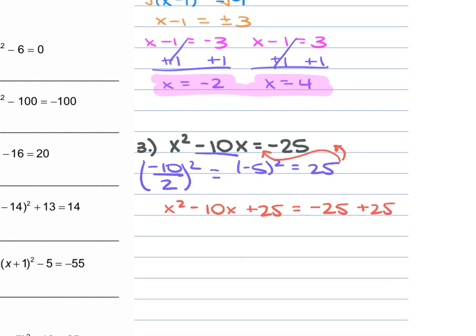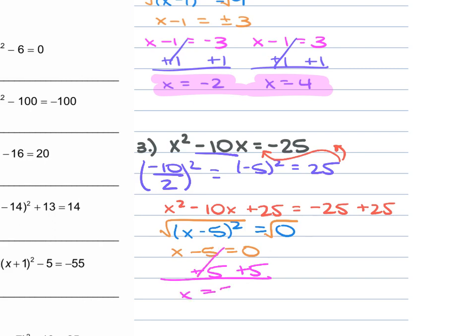From here, factor the left side. We're going to have x minus 5 squared. Add the right side. It's equal to 0. So this is going to be taking the square root of both sides. So x minus 5 is equal to 0, because 0 is neither positive nor negative. So we're just going to add the 5 to both sides and get that x is equal to 5.